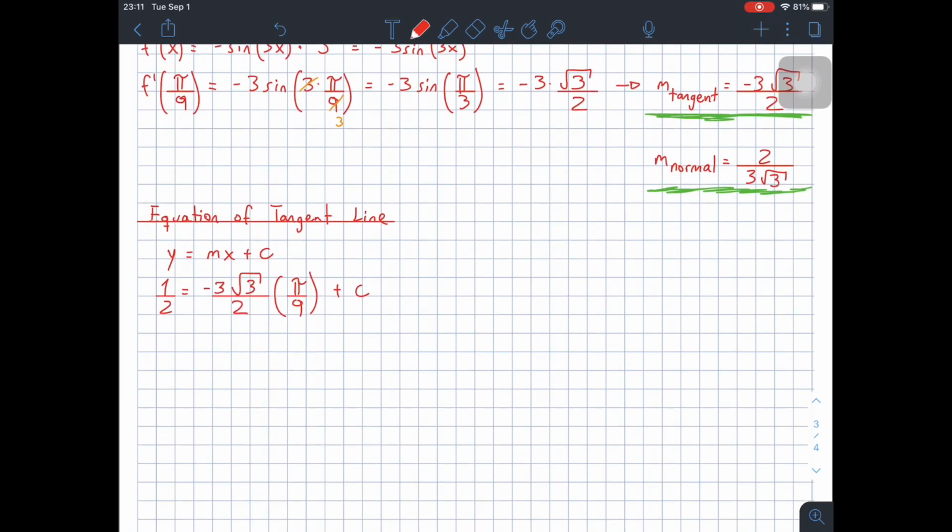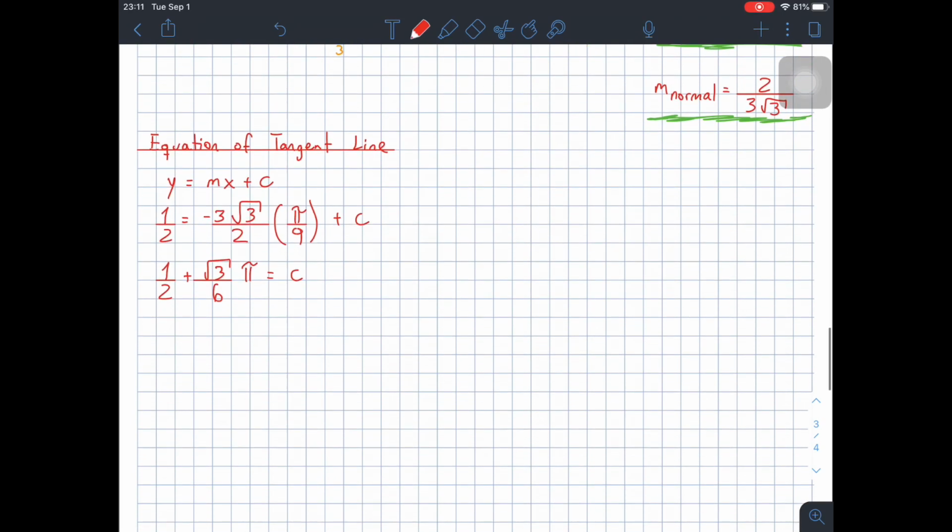If we solve for c, we're going to get a value of 1/2. You can do this in the calculator if you want. And you're going to get this, plus root 3 over 6 pi, and this is the value of c. So once we have the value of c, we can write our final expression. This would be negative 3 root 3 over 2 x plus 1/2 plus root 3 over 6 pi. All of this would be the equation of the tangent line, okay?